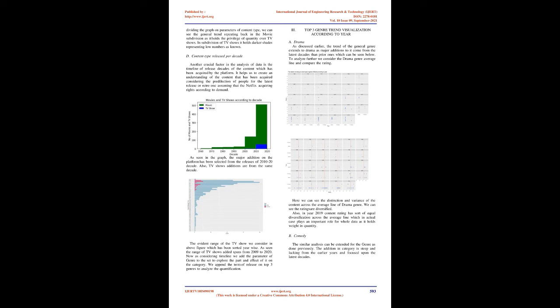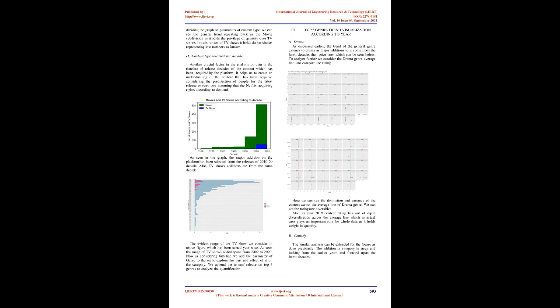Now, considering the timeline, we add the parameter of genre to the set, to examine its effect on the category. We append the term of release year on the top 3 genres to analyze the quantification. Top 3 genre trend visualization according to year.